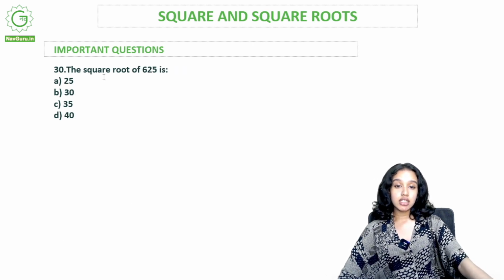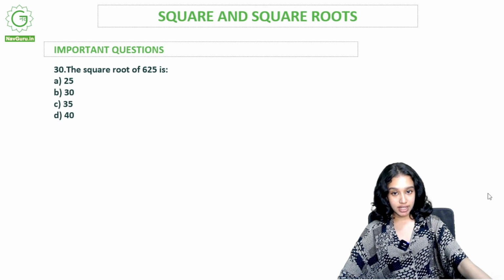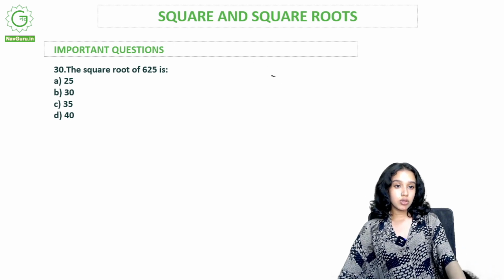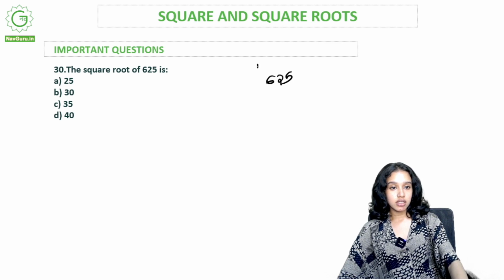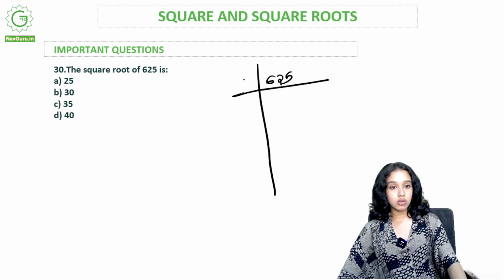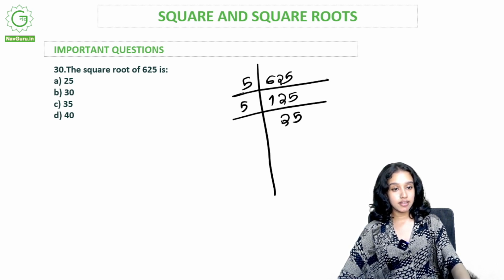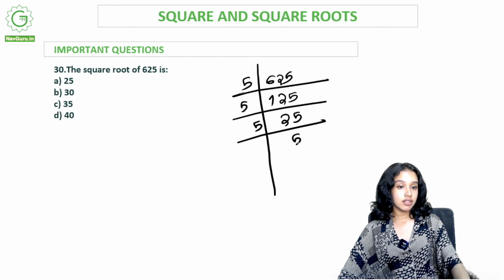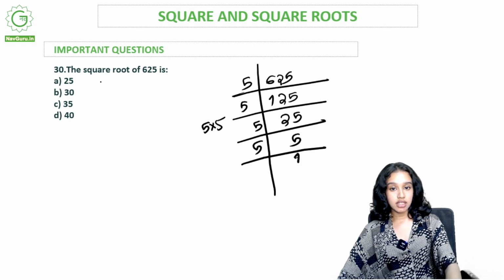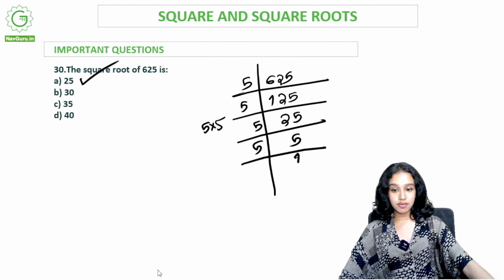Last question. The square root of 625 is. So again, we'll do it by prime factorization here. 625. So we do it with 5. So 1 5 is 5, 1 2 2 5s are 10, 2 5 5. So 5 again, 5 5s are 25, 5, 5 again, 5, 5 and 1. So we have 5 into 5, that's 25 as our answer here. So these are the few important questions.